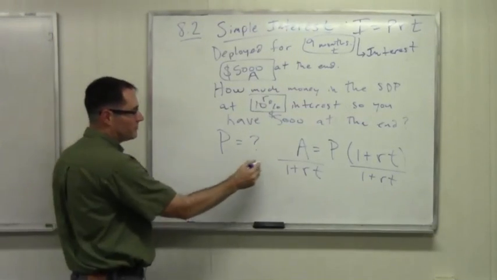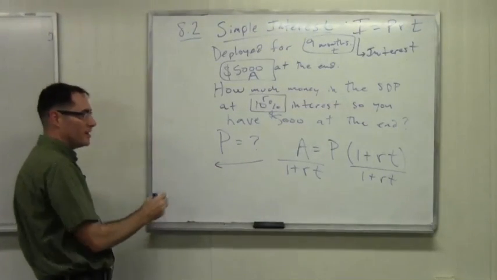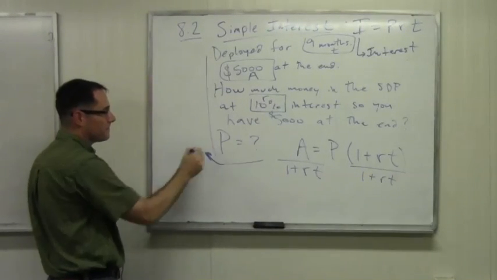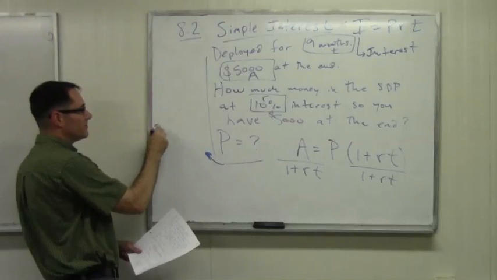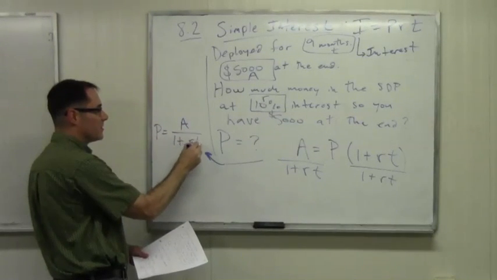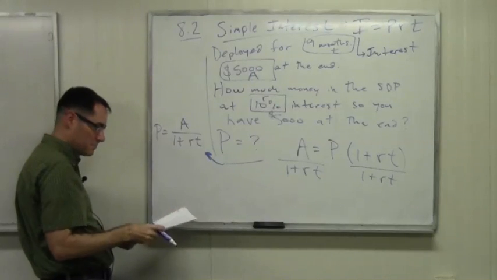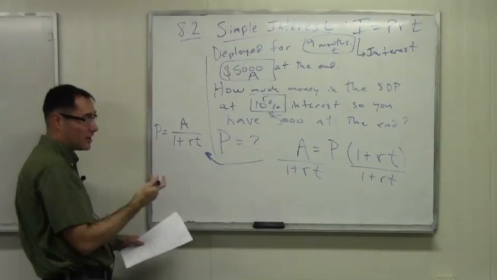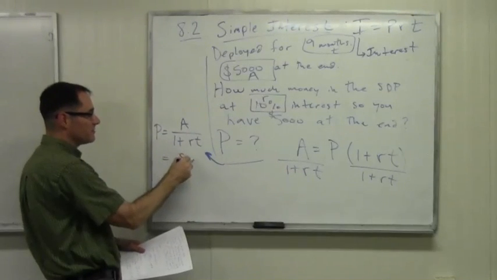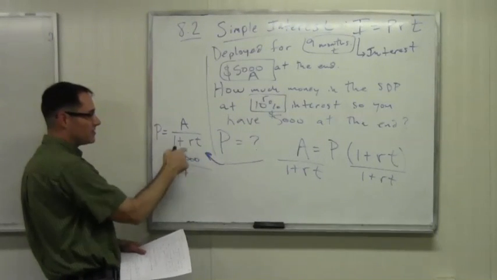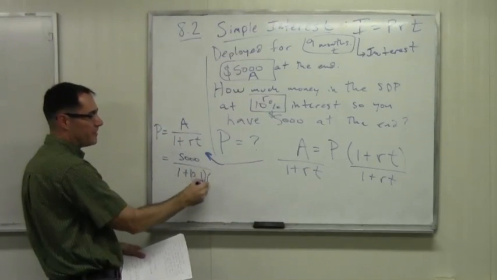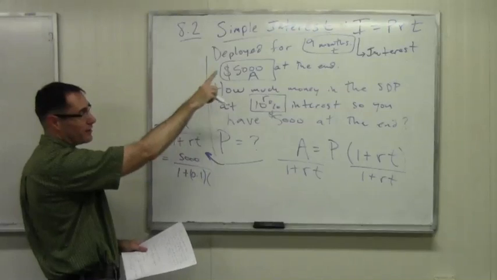I'm going to move this up to here. You are left with the principal equals the future value divided by 1 plus the rate times the time. Now you can plug in some of the values. The future value is $5,000. 1 plus the rate, which is 0.1 for 10%. And the time now is what?